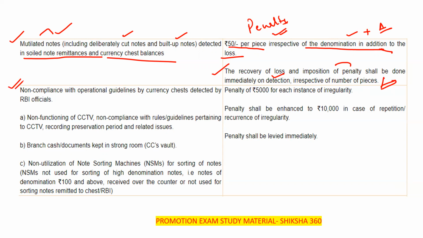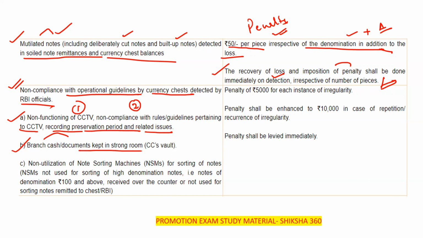Next issue: non-compliance with the operational guidelines by the currency chest, detected by the RBI official. This is also very, very important. That is, they are not following the RBI guidelines. So what are the guidelines which they are not following, and how much fine do they have to pay? First one, non-functioning of the CCTV, non-compliance with the rules and guidelines pertaining to the CCTV, or the recording preservation period and related issues. Second one, branch cash or documents kept in a strong room.